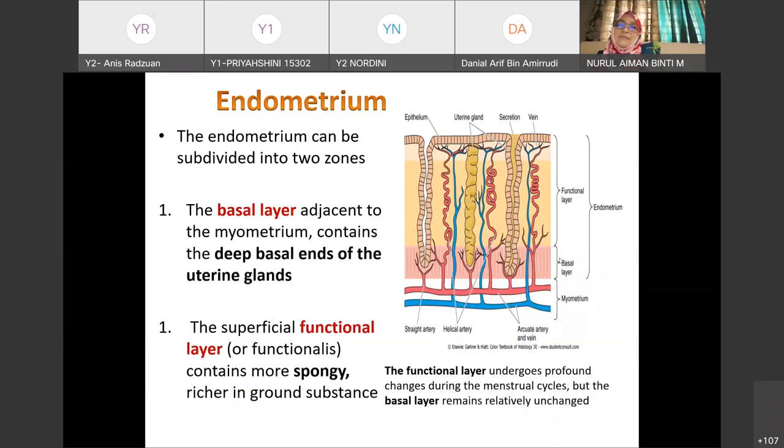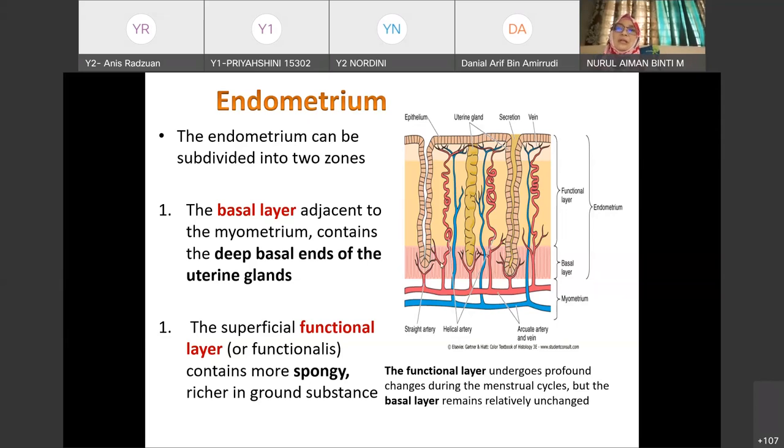Okay, so the endometrium can be subdivided into two zones, the basal layer and also the functional layer. I have mentioned to you just now, the endometrium has the basal layer and the functionalis layer. The basal layer is adjacent to, near the myometrium, and contains the deep basal ends of the uterine glands.